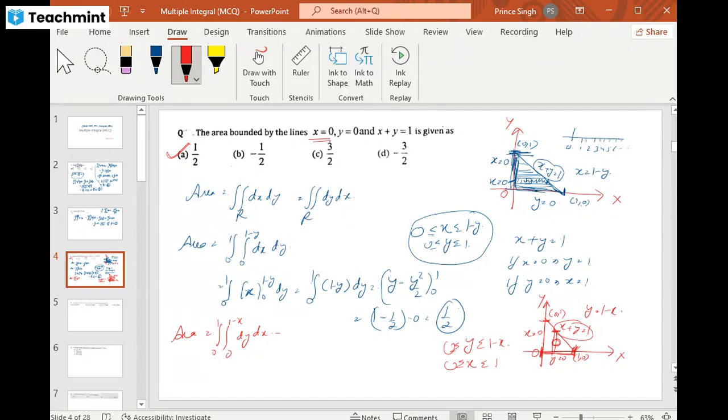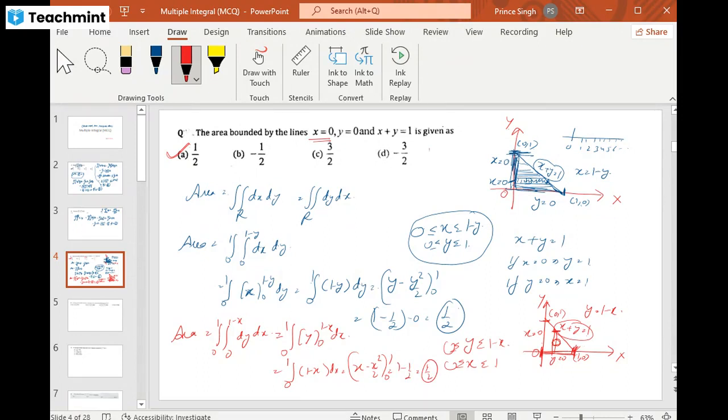Okay, so if I solve this integral, the integral of dy is y. So this is 0 to 1, 1 minus x dx. The integral of 1 is x, the integral of x is x squared by 2, with the limit 0 to 1. So this is 1 minus 1 by 2, and the answer is again 1 by 2 only. So you can get the same answer. This is how we can calculate the limit of the function and we can calculate the area.